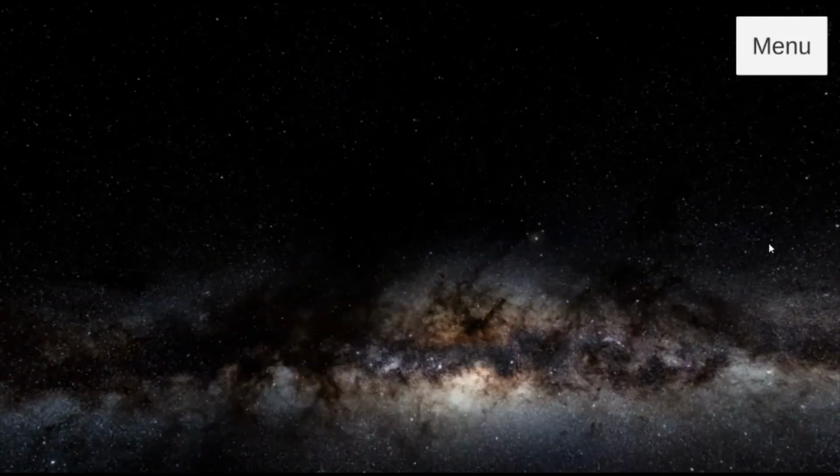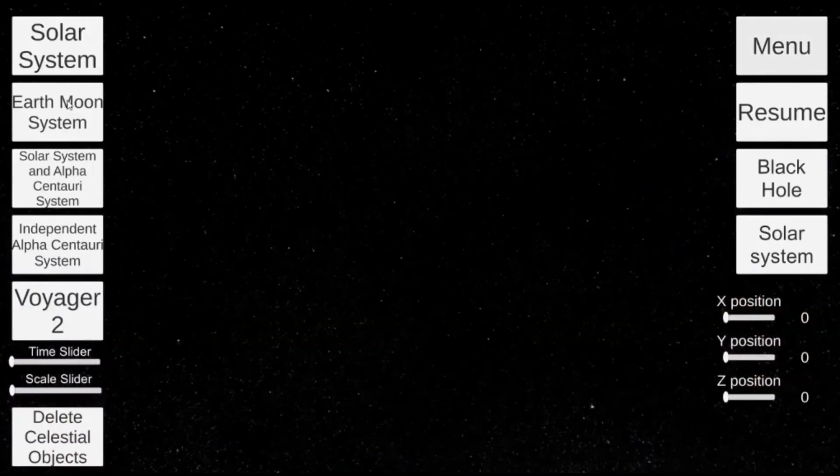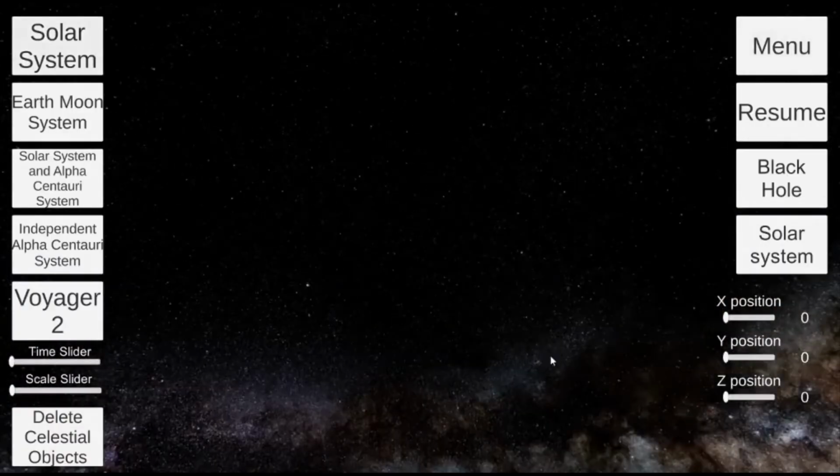So this is a demonstration of the black hole and solar system colliders. I'm going to put them both into one video, as they both work in a similar manner. If we open up our simulation and I place a solar system in the middle, you can see how everything moves around.